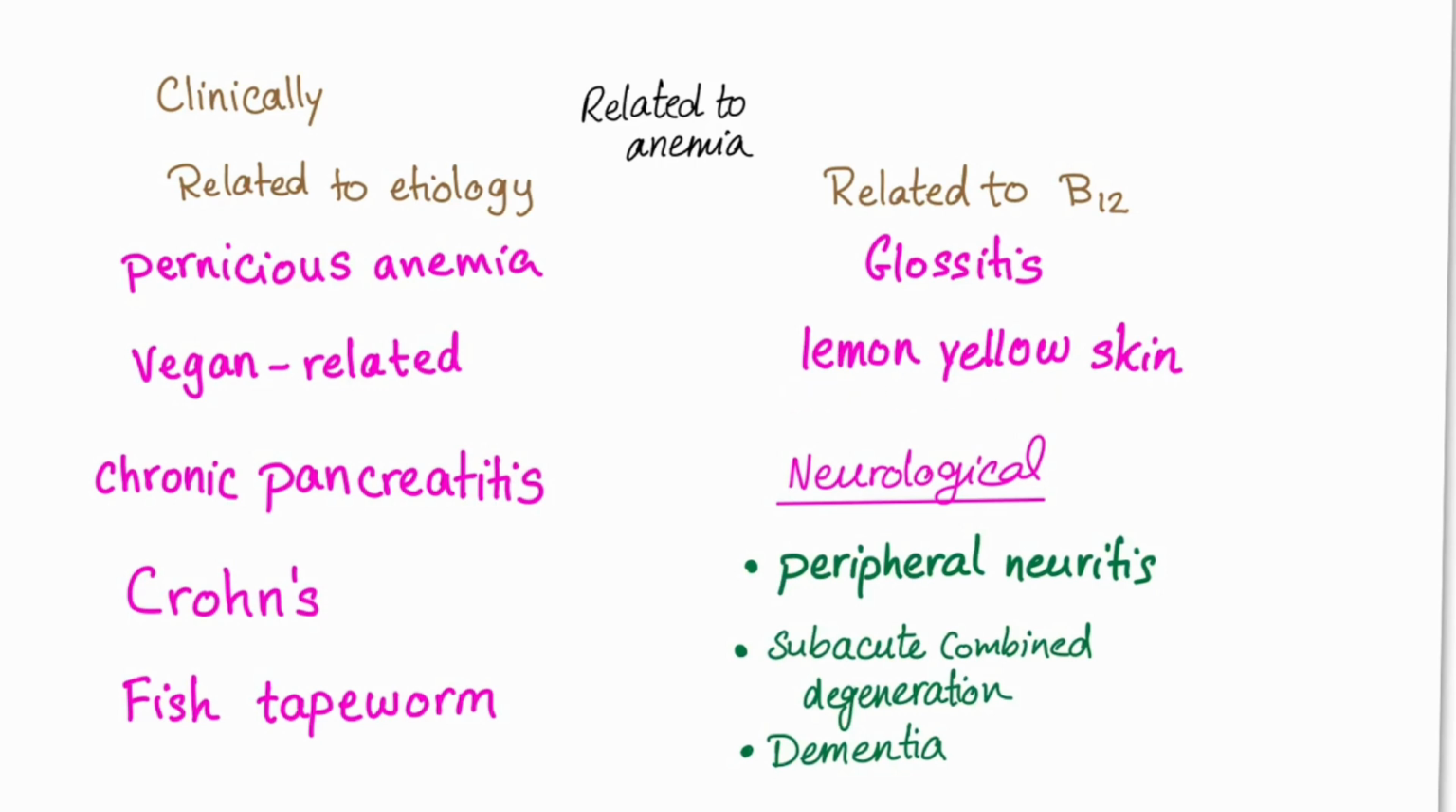Lemon yellow skin and neurological symptoms. What's the most common neurological sequela? It's peripheral neuritis. What's the most dangerous? Subacute combined degeneration of the spinal cord. Also, you can get dementia. Keep in mind, you can have neurological symptoms in vitamin B12 deficiency without symptoms of anemia. So please keep that in mind.